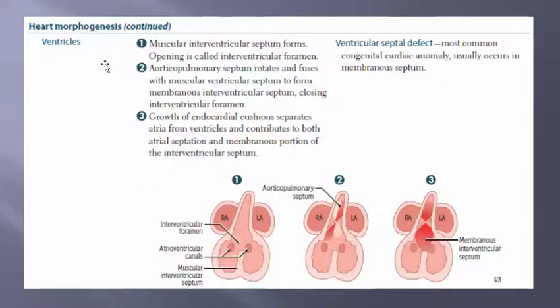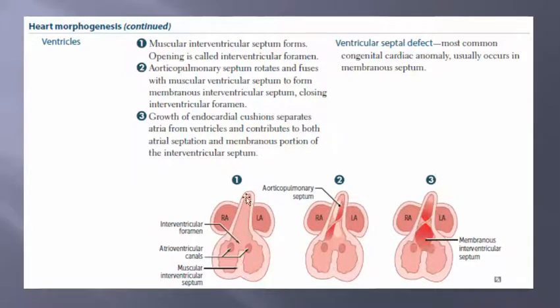Muscular interventricular septum forms. Okay. Muscles, again, these are going to be thicker than the membranous, however you want to say it. Aorticopulmonary septum, again, that's the bifurcation of the aorta and the pulmonary tubes. Again, they should grow and fuse with the muscular ventricular septum to form the membranous interventricular septum. Again, membranous is not going to be as strong or as muscular, typically toward the center of the heart. Again, closing the interventricular foramen. Again, you don't want a hole, so you have to close the foramen. That's your step 2 here.